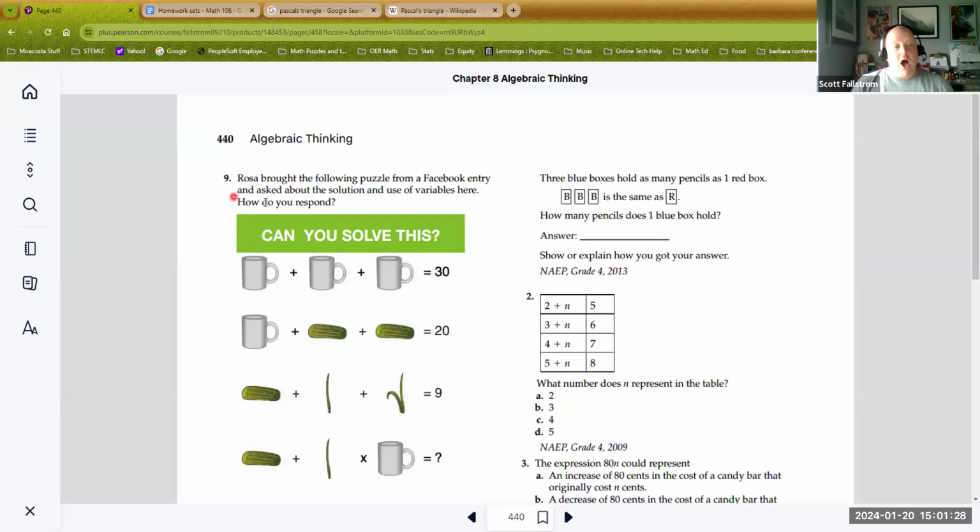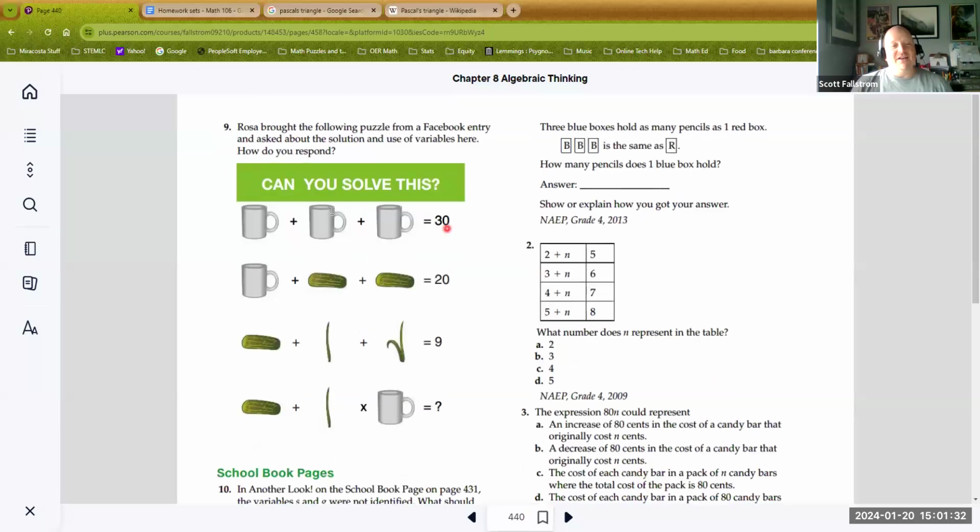Question 9. Rosa brought a puzzle from Facebook. Now that is pretty cute, isn't it? So she said, how do I solve this? How do I use variables here? So maybe you can demonstrate how you could solve it with variables, and perhaps you could demonstrate how maybe I don't need variables to solve a problem like this.